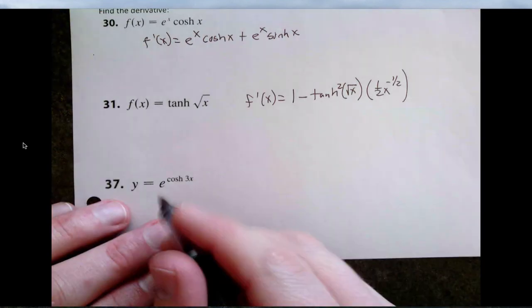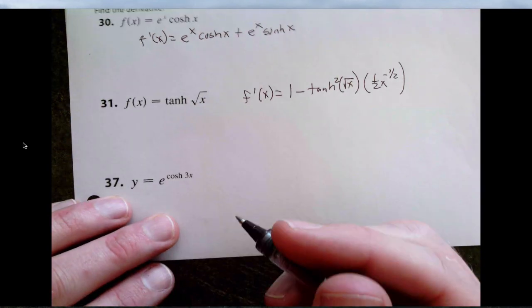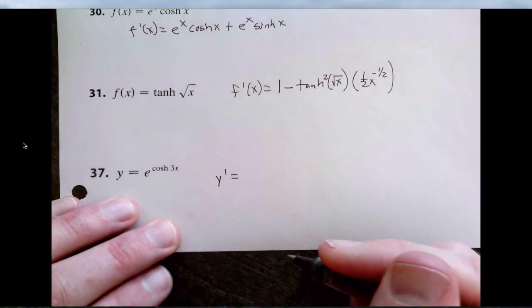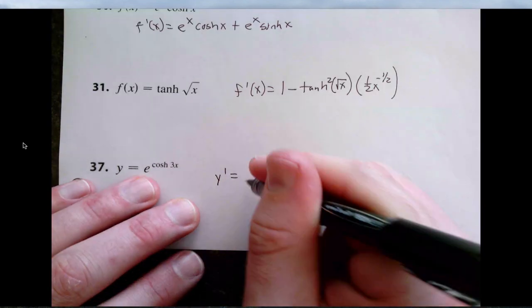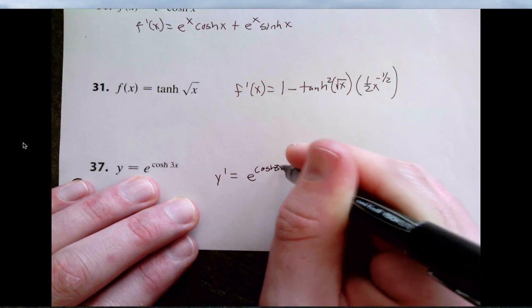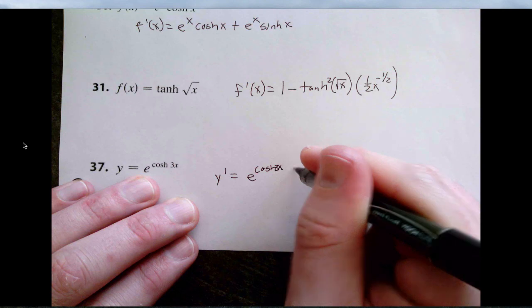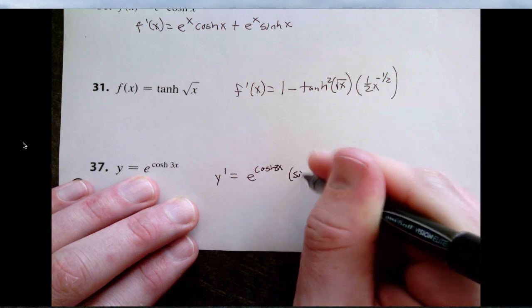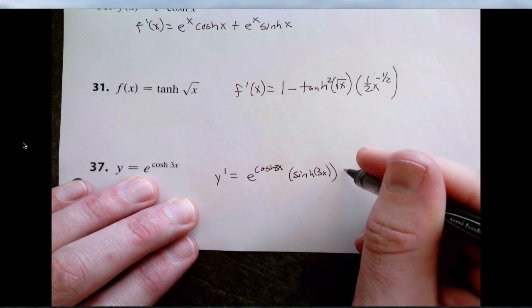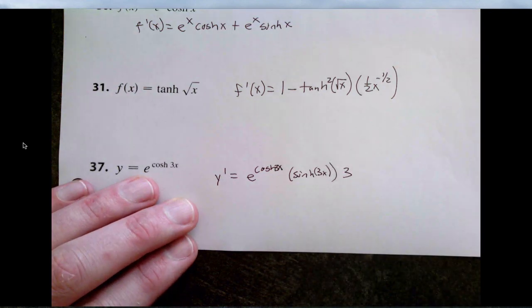This one is e to the cosh of 3x. So to find y prime, I know that e is its own derivative, times cosh 3x, multiplied by the derivative of the top, which is sine hyperbolic 3x, times the derivative of the 3x, which is 3. And that one then is done.